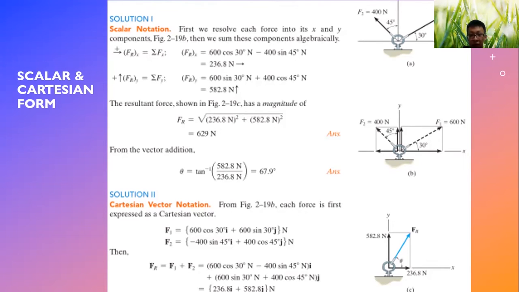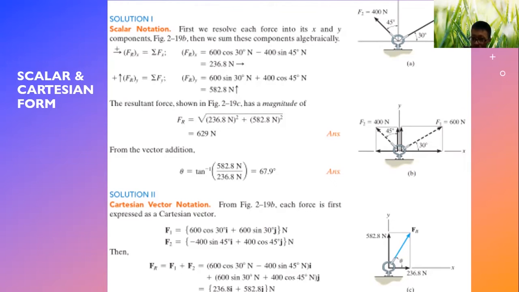As you can see, F1 is a force of 600 Newton, and I have an angle of 30, right? So this one we write as I and J. The I refers to the X axis and J refers to the Y axis direction. So it will be 600 cos 30 I plus 600 sin 30 J. And F2 equals negative 400 sin 45 degree I plus 400 cos 45 degree J.